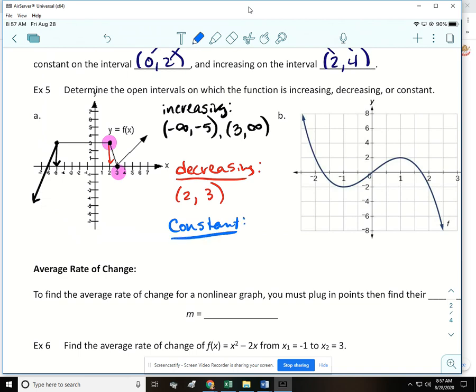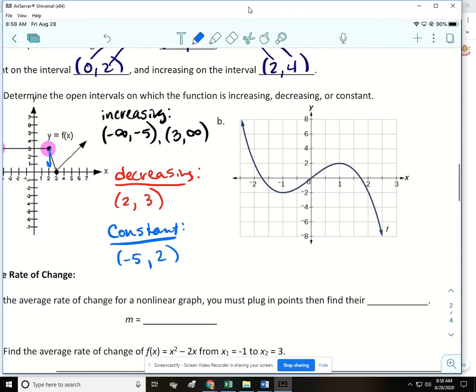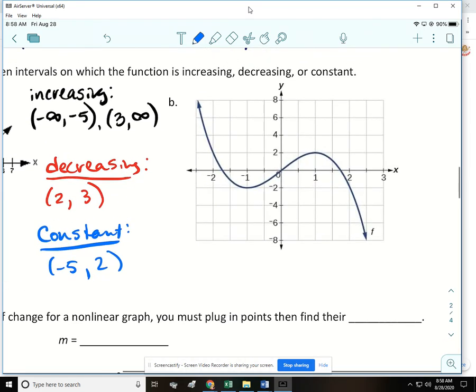All right, and then for our constant, the function is constant starting from here to here. And again, we want the x values. So that is from -5 to 2. So try your best to remember that these intervals are only x's, never y's. All right, you guys try to do B on your own real quick.